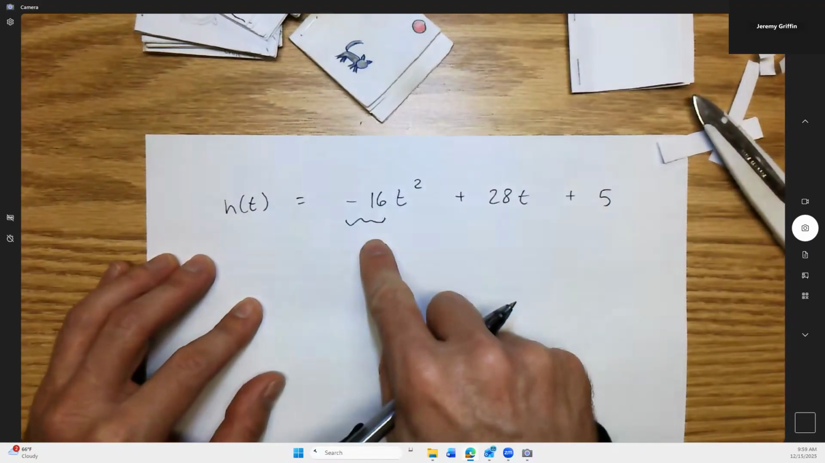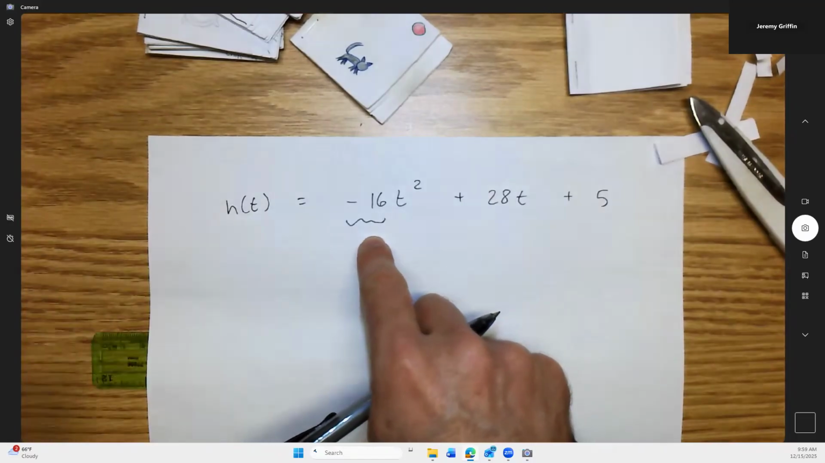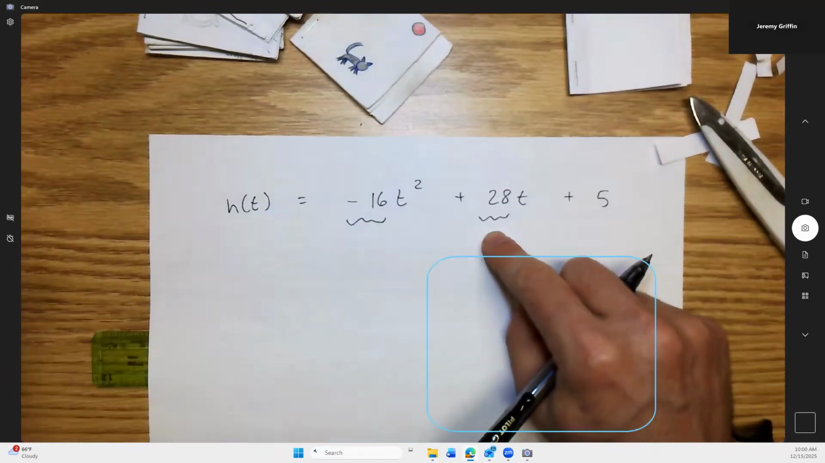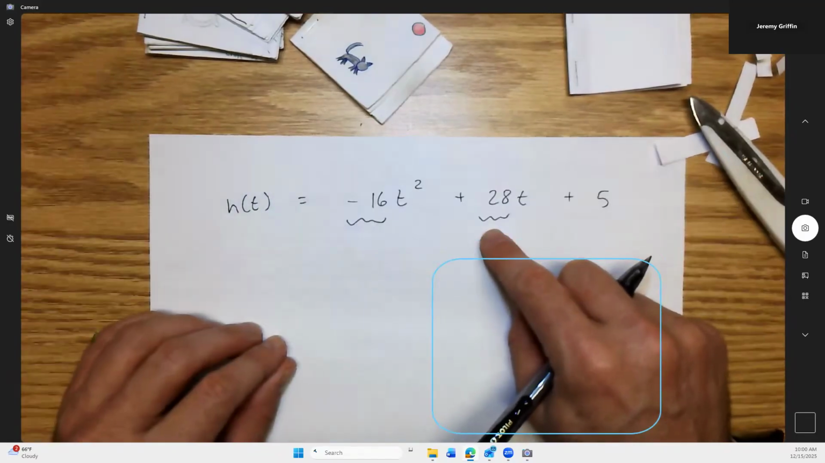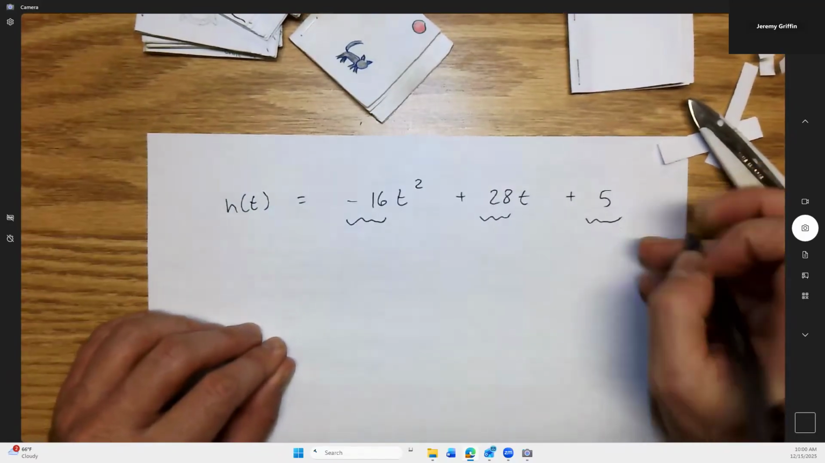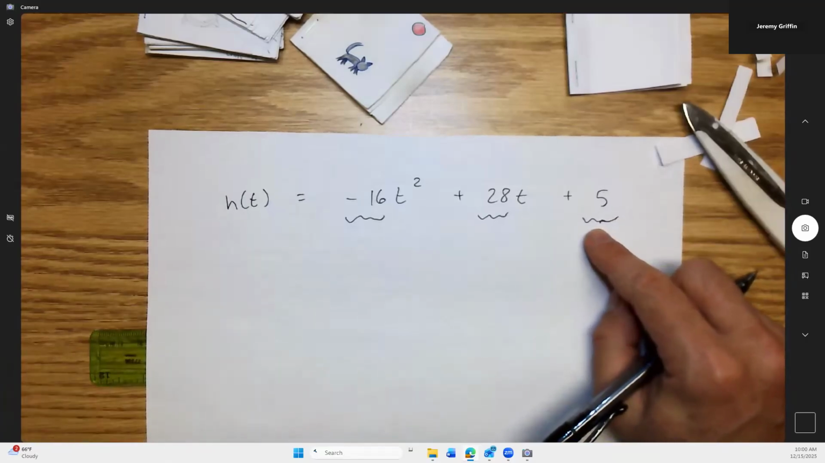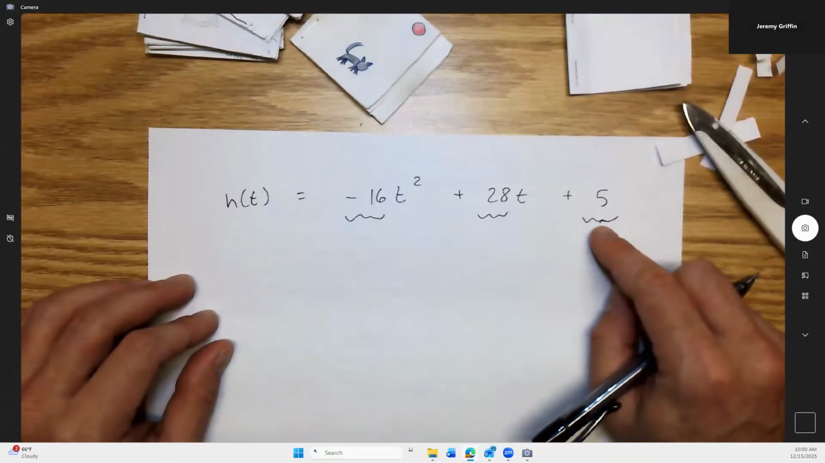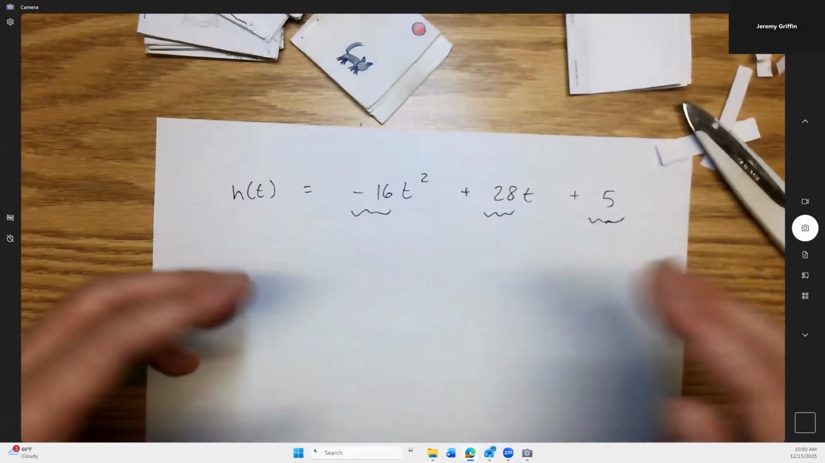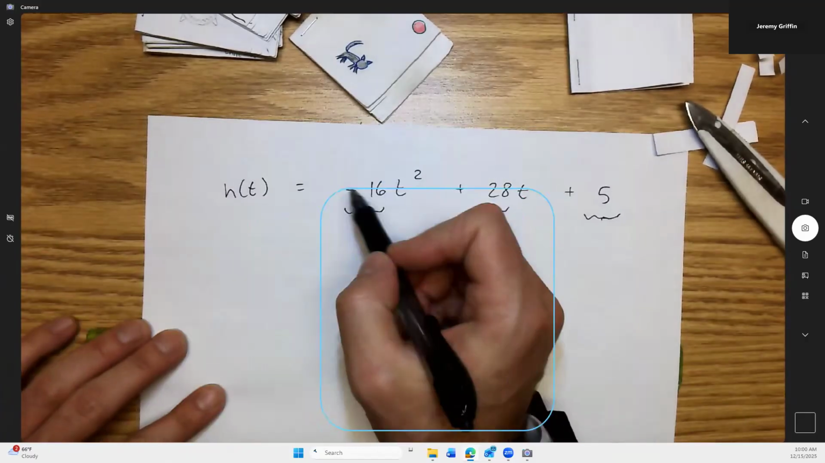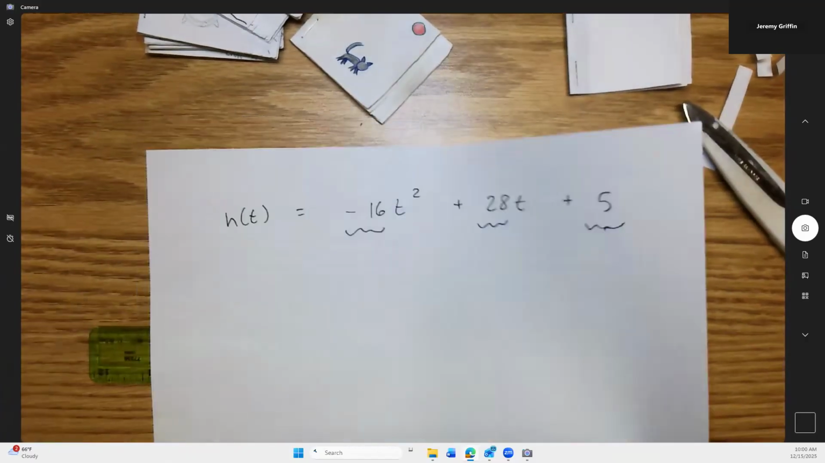This negative 16 is related to Earth's gravity. So if you were on a different planet, this would probably be a different number. This 28 has to do with how fast you threw something straight up in the air initially, like initial speed. And this 5 in this context represents maybe your initial height, like if you're standing on a platform. You guys remember that? Like some guy stands on a platform. Now this equation is in terms of feet and seconds. In my physics class, we usually use the metric system, so negative 16 might be negative 9.8.